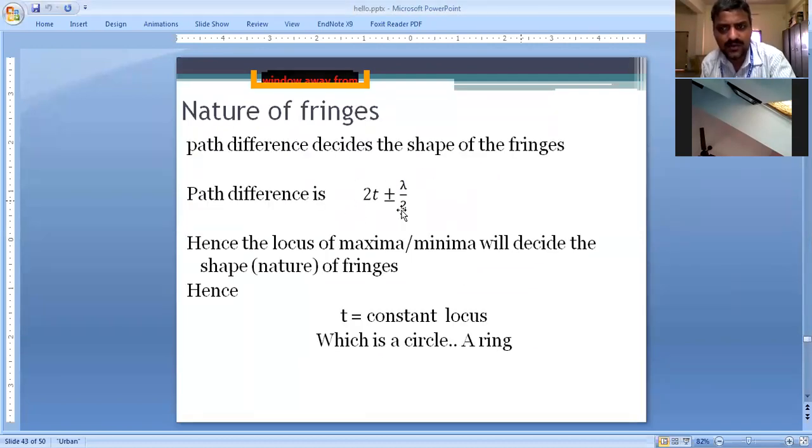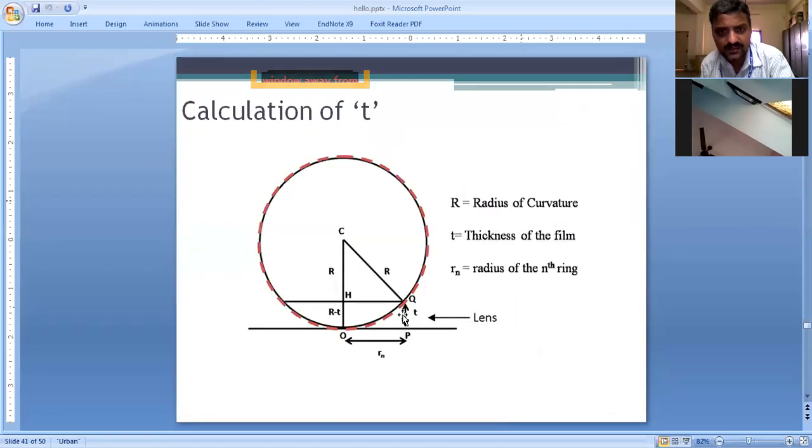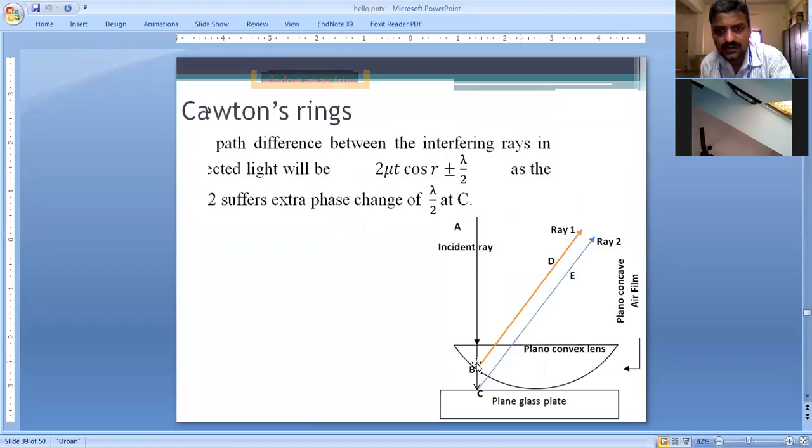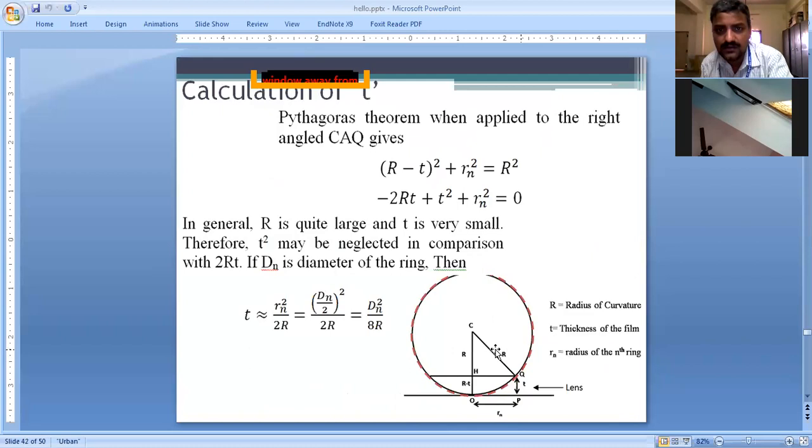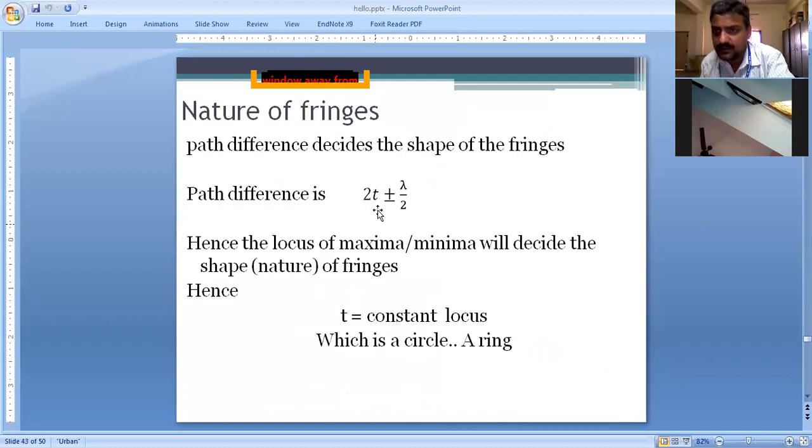2t plus or minus lambda by 2. This was the path difference created between the light rays, that is B and C. So two light rays are coming here. The path difference created between these two rays is actually 2 mu t cos r plus or minus lambda by 2. And after substituting mu equal to 1 and r equal to 0, I got this path difference as 2t plus or minus lambda by 2.